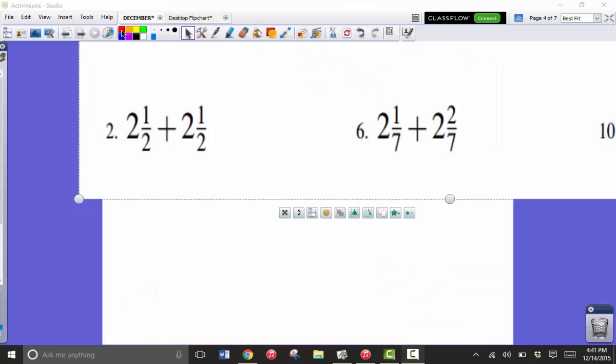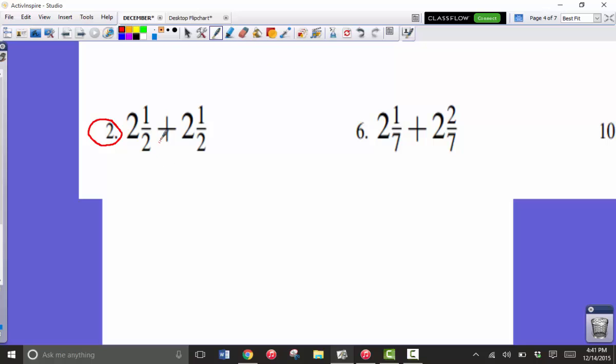Okay guys, welcome back. We're going to call this Heart Academy number 4, which is the back side of your homework. I'm going to start with question number 2. The only difference between this page and the front page is that on this page we are adding and subtracting mixed numbers. In order to do this, I like to change mixed numbers into improper fractions first if they do not have the same bottom number.